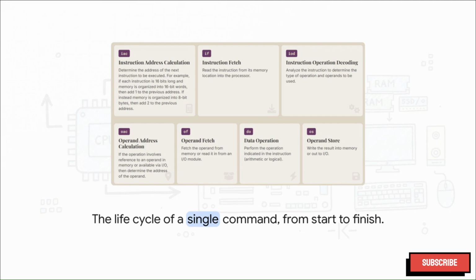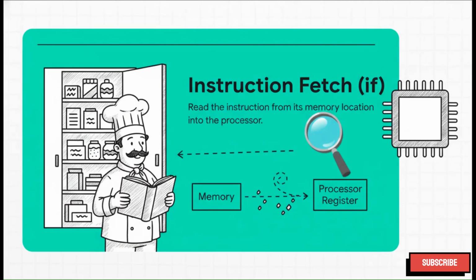Now, don't let all the technical terms on this chart throw you off. It really all boils down to 4 main stages. Let's walk through them. Okay, step 1 is instruction fetch. It's simple. Our chef, the processor, walks over to the pantry, the memory, and reads the next step in the recipe. It just fetches the instruction it needs to do next.